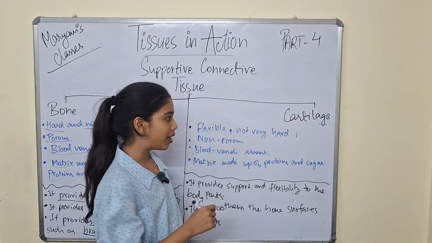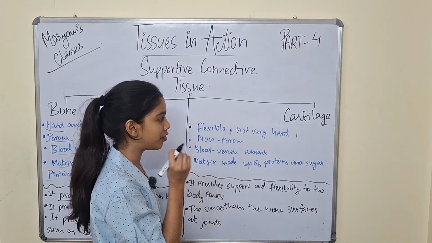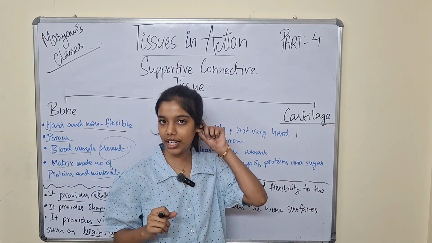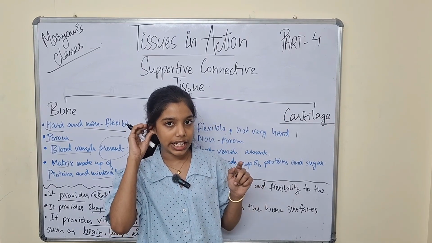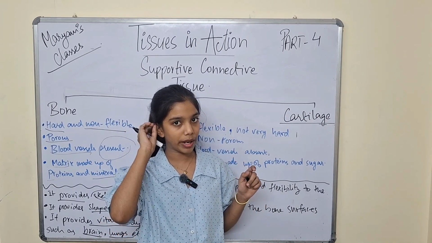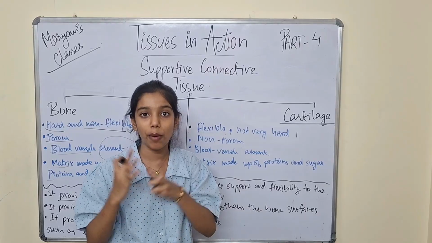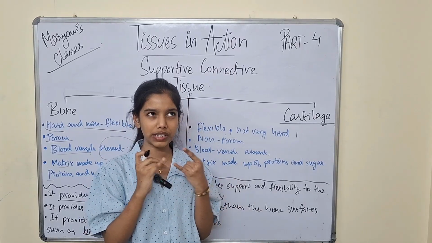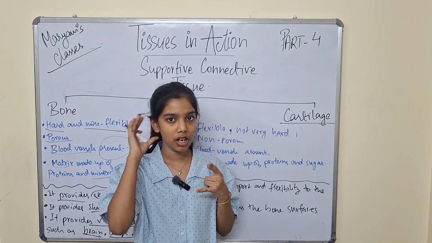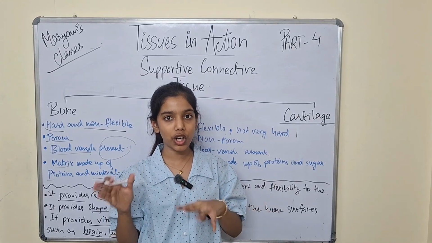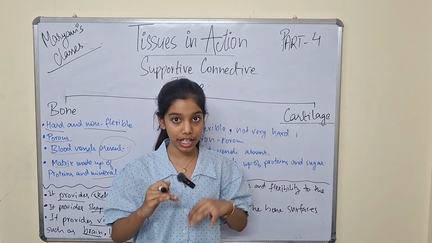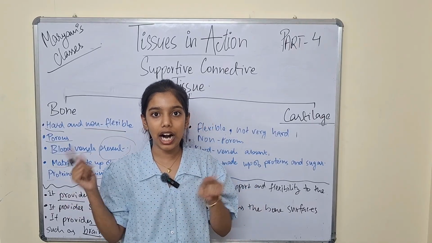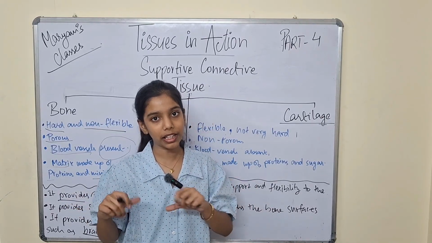Now let's move toward the second type of supportive connective tissue, that is cartilage. As you all know, cartilage is present in our ear. What can you observe about cartilage compared to bone? That it is flexible. Bone is not as flexible as cartilage. And bone is hard, but cartilage is not as hard as bone.